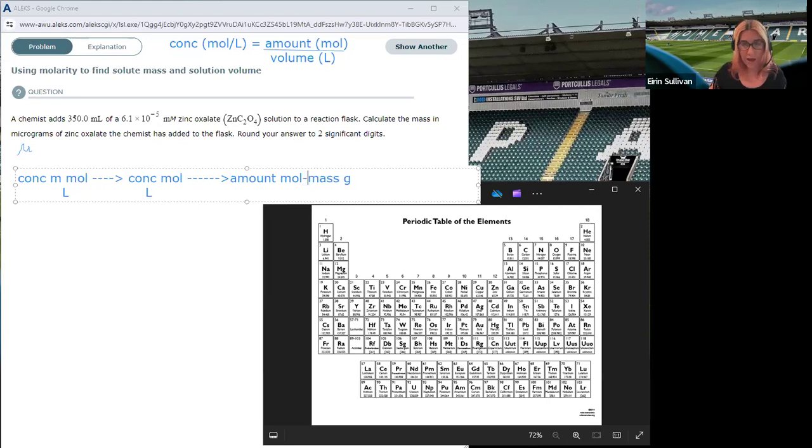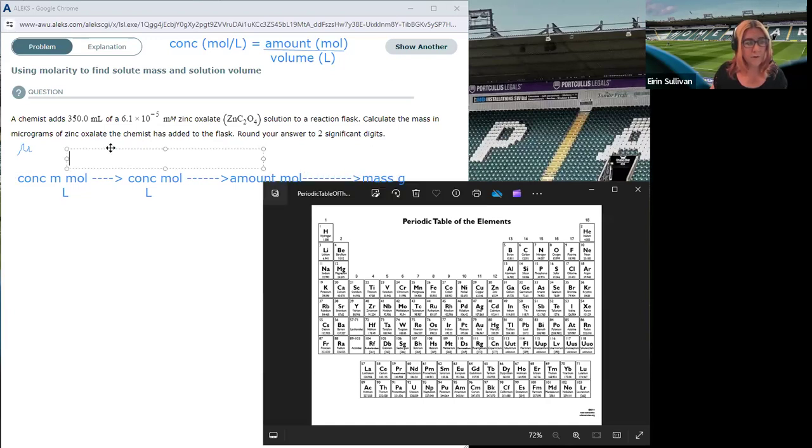So what are we going to have to gather to get from here to here? Millimoles to moles per liter. We know that 1 millimole is going to be 10 to the minus 3 moles. That's going to be our conversion factor there. Our volume that we're using is 350 milliliters, so we have to multiply by the 350 milliliters, and then use the unit conversion that 1 milliliter is 10 to the power of minus 3 liters. Then we'll have our amount in moles.